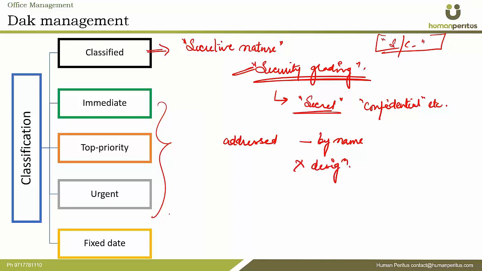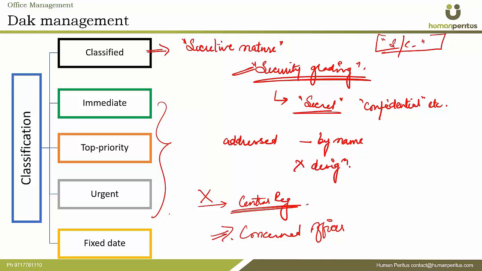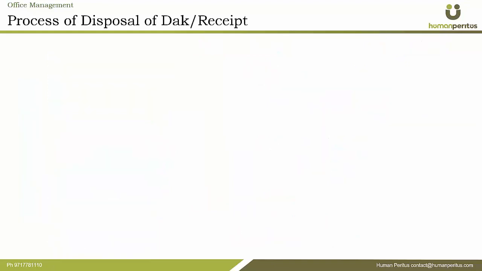All right. So what else should we know about classified dak? They are not opened in the central registry. Like I mentioned in the previous slide, whenever a dak comes, it is first received in the central registry. But whenever there is a confidential dak, it is not opened in the central registry, but is sent directly to the concerned officer, whose name is written over the dak. So this is the nature of classified dak. Let us now move to our next topic, which is the process of disposal of dak or the receipt.